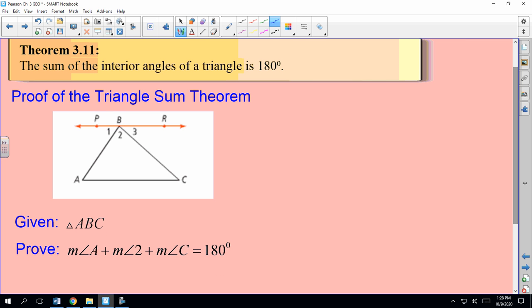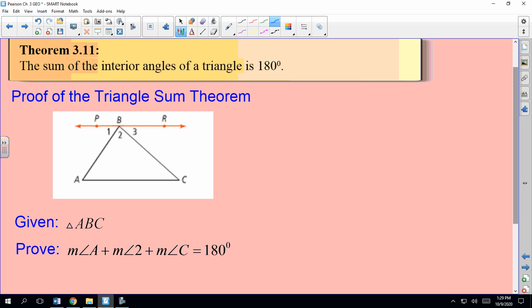So we're given that we have triangle ABC with auxiliary line PR. We're going to prove that measure of angle A plus measure of angle 2 plus measure of angle C equals 180 degrees. We're also going to state that our auxiliary line PR is parallel to AC because of a postulate that says through any single point not on a line, there's one and only one line parallel to the given line. So we can do that, and that's what we're doing right here.